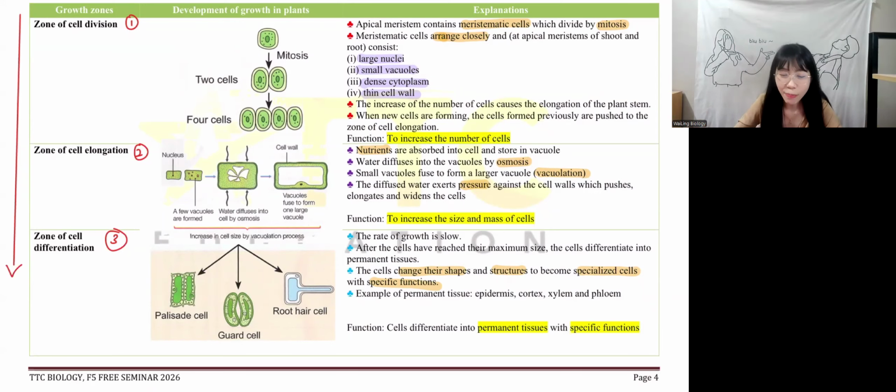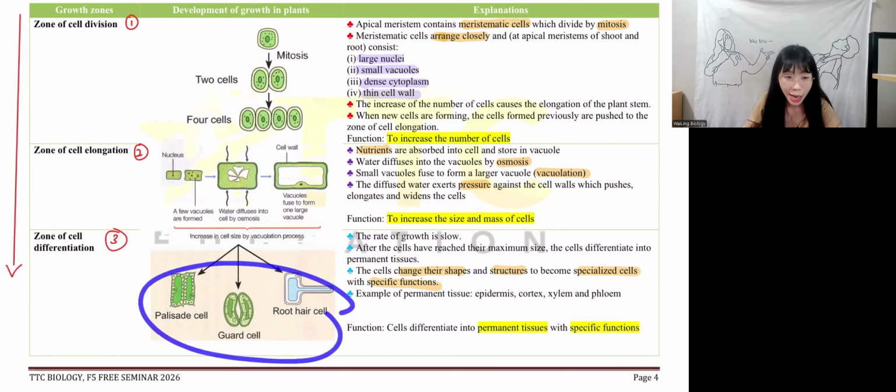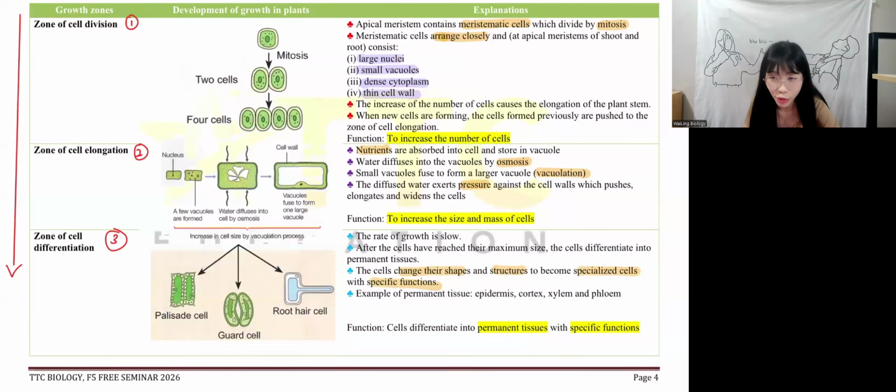So what are the examples of cells in differentiation? You can write epidermis, cortex, xylem, phloem, guard cell, root hair cell, palisade mesophyll cell, spongy mesophyll cell. If you have to write an example, I will suggest you write xylem and phloem. Why? Because you know the function of xylem and phloem. But maybe in the exam, you don't remember the function of cortex, and if you write cortex, you have no explanation to write. So you write something that you know and you're confident with. You don't write something that you're not too sure about.